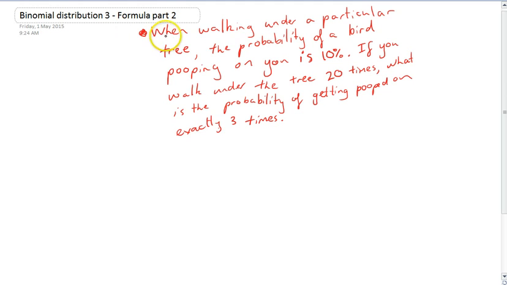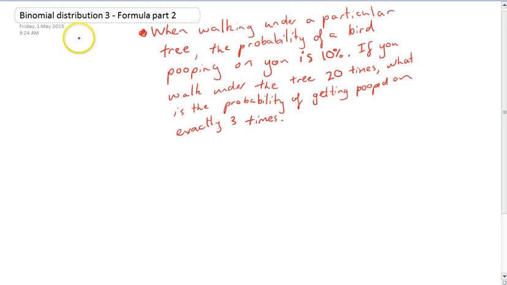So I read the question first. When walking under a particular tree, the probability of a bird pooping on you is 10%. So if you walk under the tree 20 times back and forth, maybe you go past that tree every day on your way to school, if you walk under the tree 20 times, what is the probability of getting pooped on exactly 3 times?